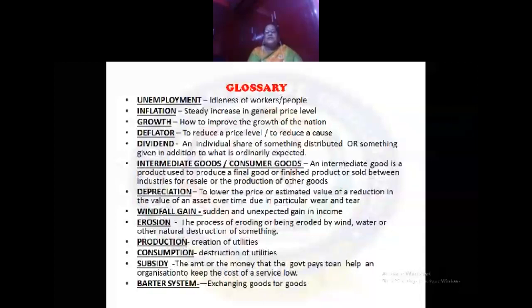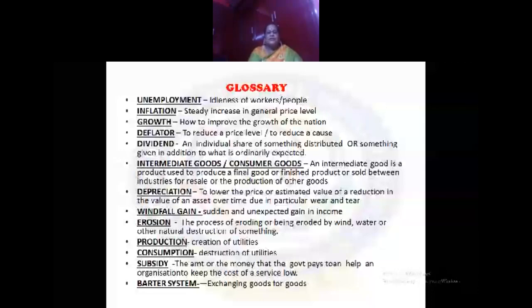Dividend, an individual share of something distributed, or something given in addition to what is ordinarily expected. Intermediate goods, a good or product which is used to produce a final good or finished product, or sold between industries for resale and the production of other goods. Depreciation, to lower the price. Windfall gain, unexpected gain, for example, a lottery. Erosion, the process of eroding, caused by wind, water, and other natural destruction.